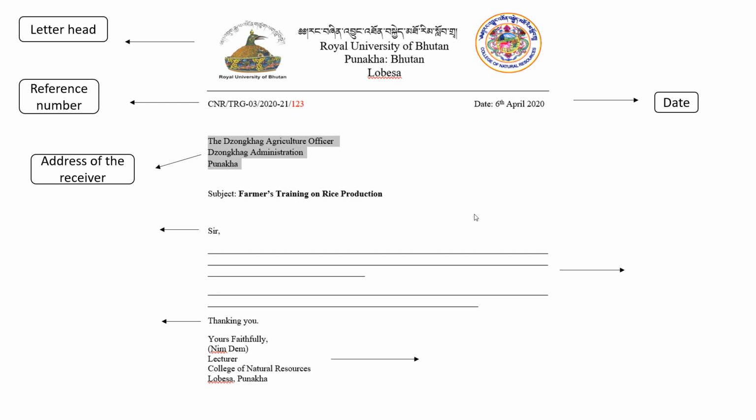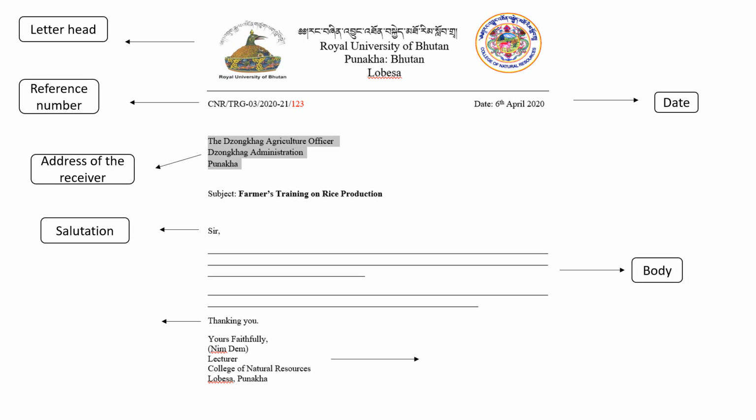This is followed by subject, which will be written in clear terms and will be short or brief. It will generally indicate the contents of the letter. For example, in the subject we have farmers training on rice production. Salutation. If you are addressing to official authorities, you should begin with the salutation such as sir or madam, and those addressed to non-official individual or groups of individuals with dear sirs or madams.